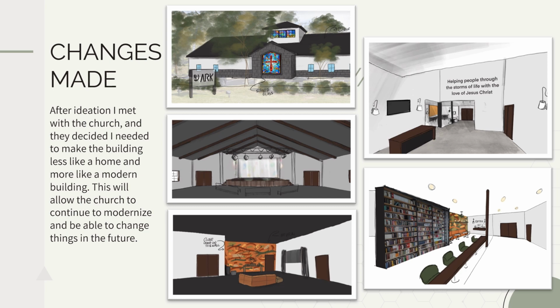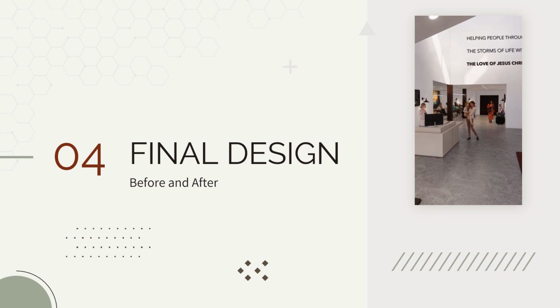After ideation, I did meet with the church and they decided that I needed to make the building a little bit more modern and less like a home. They did want to allow for the younger generation to be intrigued about this building. So I cleaned up the colors a little bit, used a little bit more blacks and dark woods, but still kept the same consistent feel and the colors. Now I will discuss and walk you through my final design.